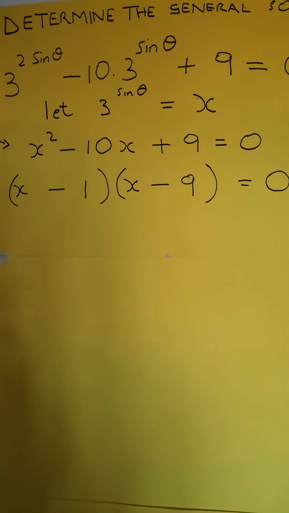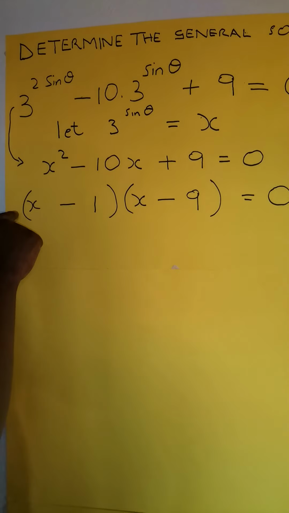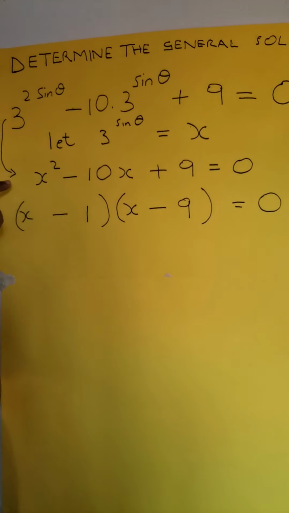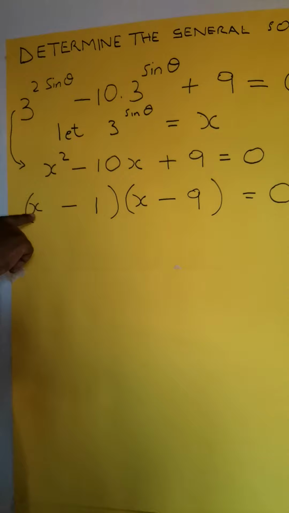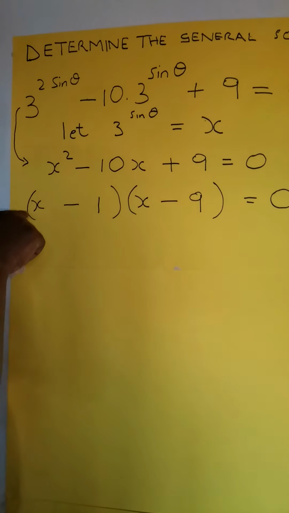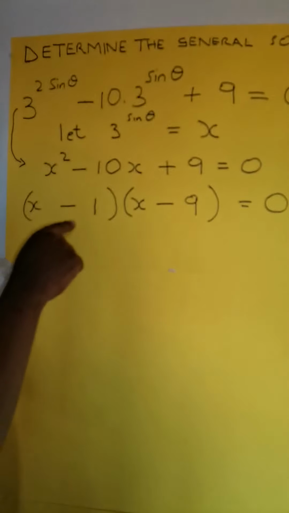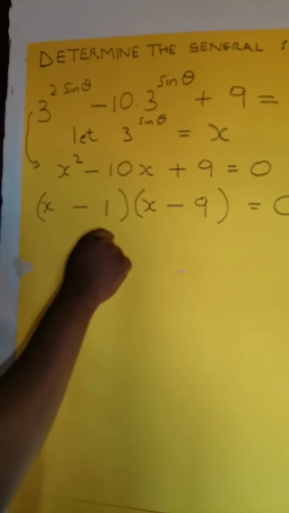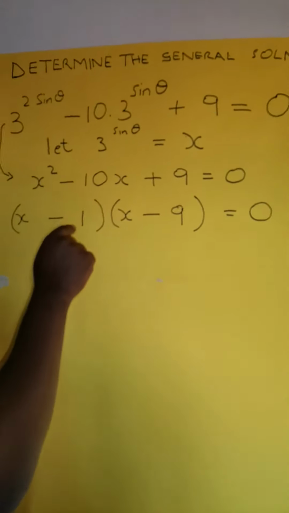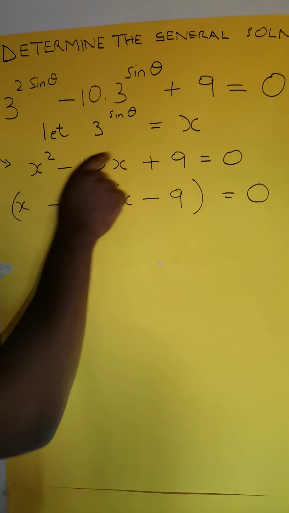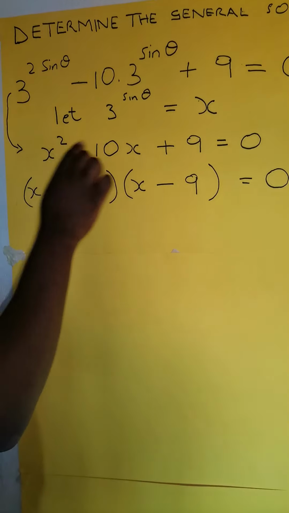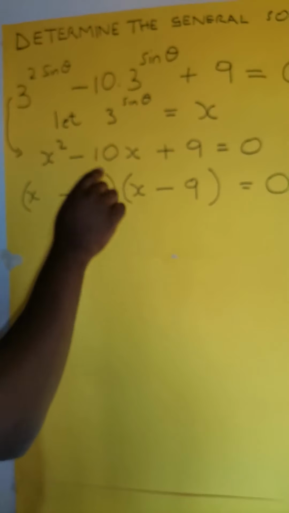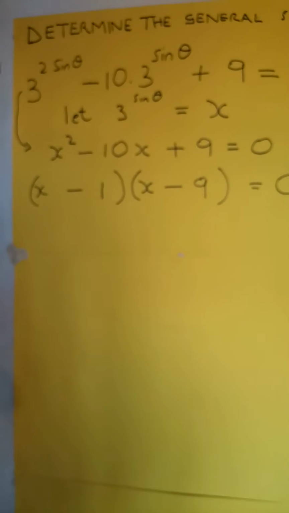Okay, so if you look at this, you will see when you are multiplying, when you're trying to get back to your quadratic equation, x times x is x squared. x times negative 9 is negative 9x. Negative 1 times x is negative x. Then negative times negative is positive, 1 times 9 is 9. So then the negative 9x minus x will actually give you negative 10x.